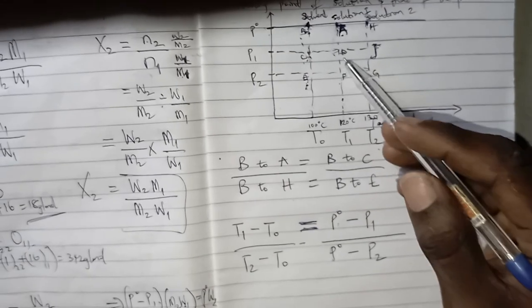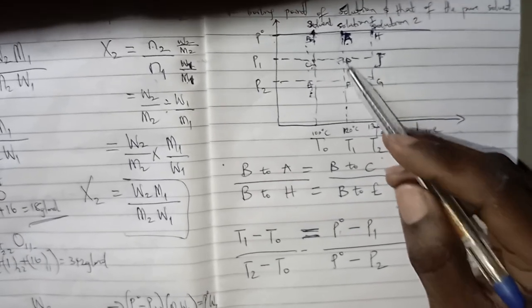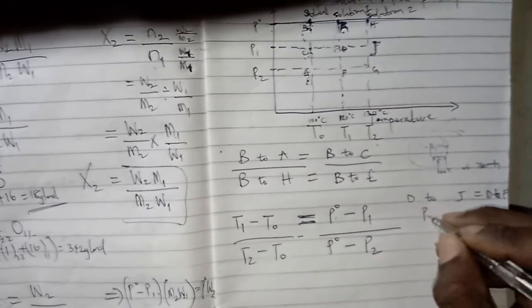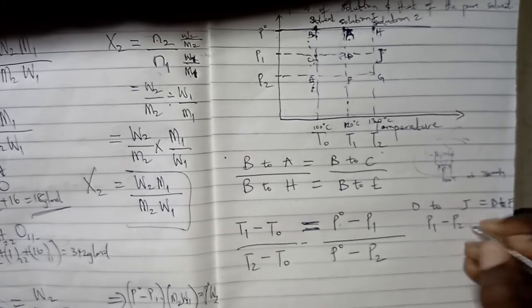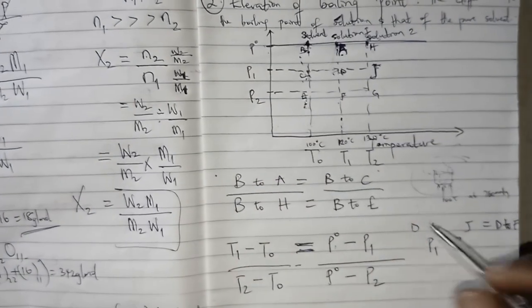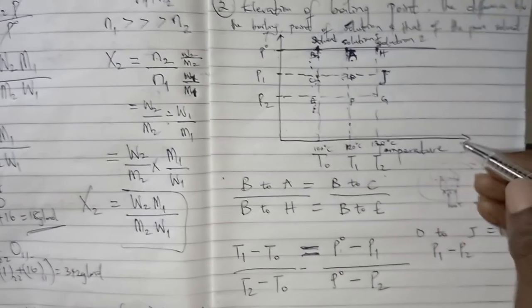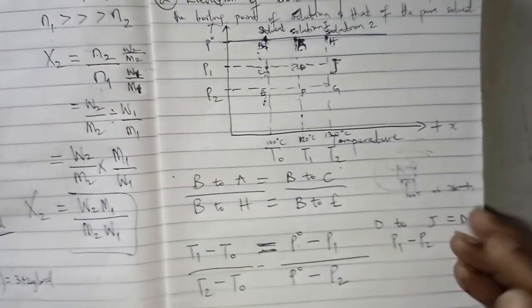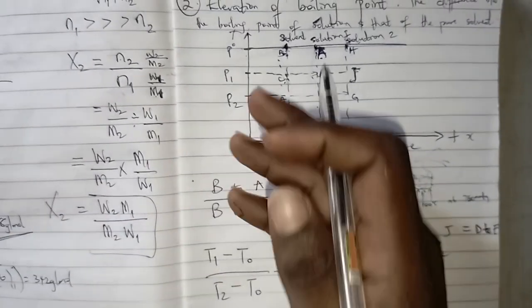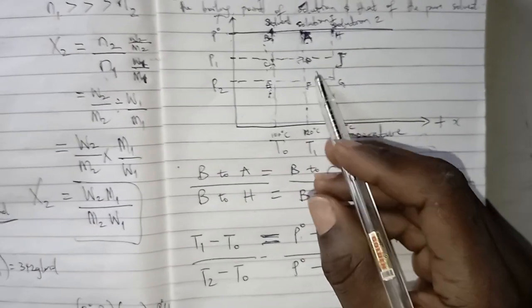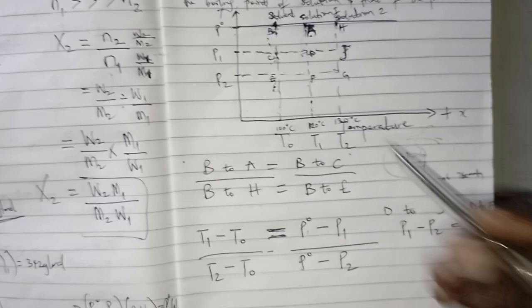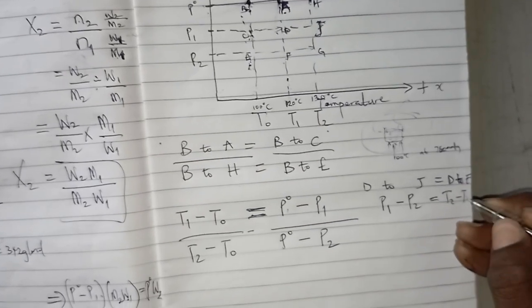So even if we choose to use D to J, it's still the same thing. D to J is simply P1 minus P2, because P1 is greater than P2. Remember that this side is decrease. Once you are following the arrow it reads increase, because this is plus in the y-axis, this is plus in the x-axis. So anything this way is negative, anything downwards is negative. So then D to J is simply T2 minus T1.